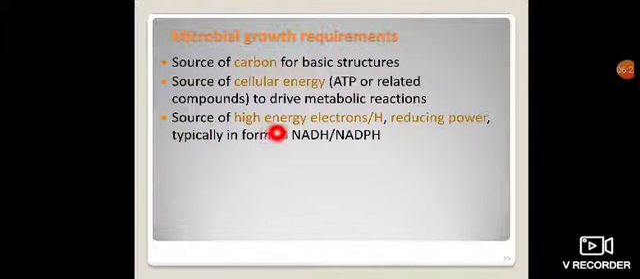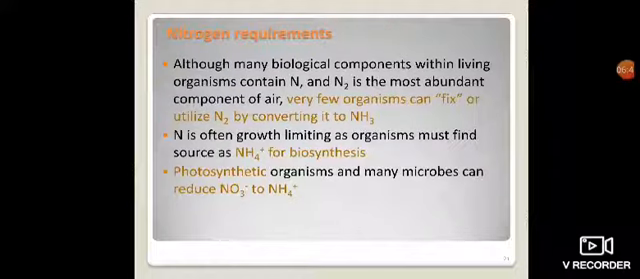Then, the source of high energy electrons, hydrogen reducing power, typically in the form of NADP and NADPH. So in this type of metabolic reaction, different types of enzymes utilize that CO2, and it can be used for the development of your microorganism.